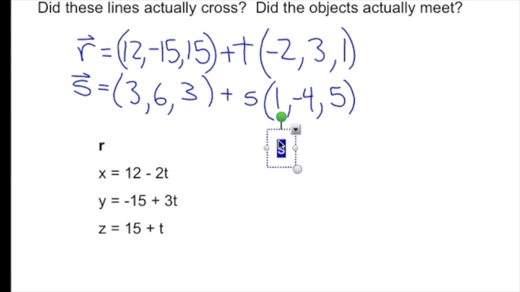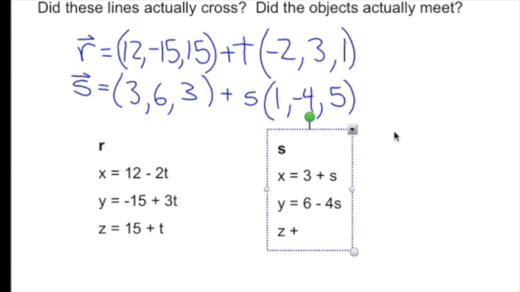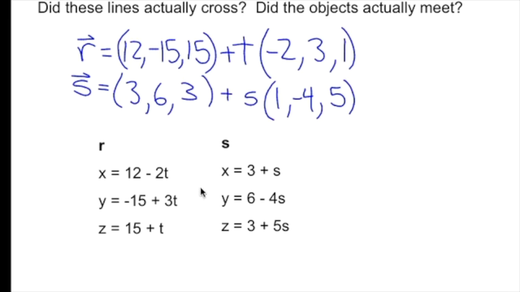Now line S would give us the parametric equations. X equals 3 plus s. Y has to equal 6 minus 4s. And z equals 3 plus 5s. Okay? So in order to determine if these lines actually cross, we need to get a system of equations. Now, we have 3 different equations that we could set up.